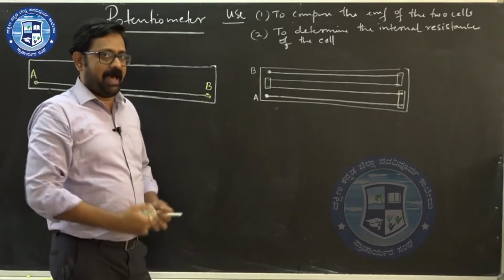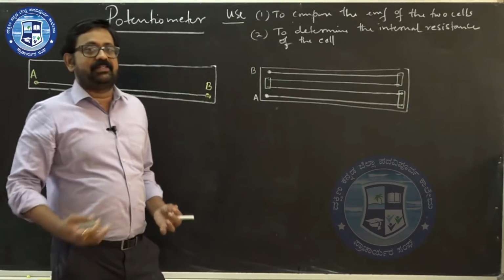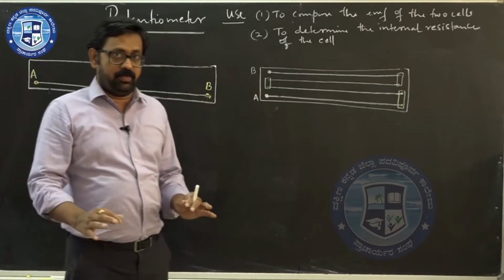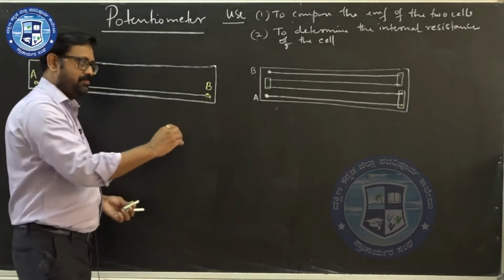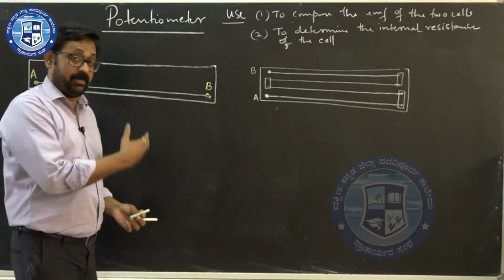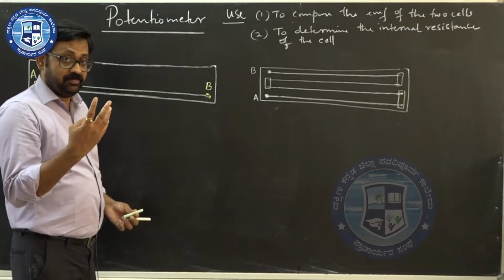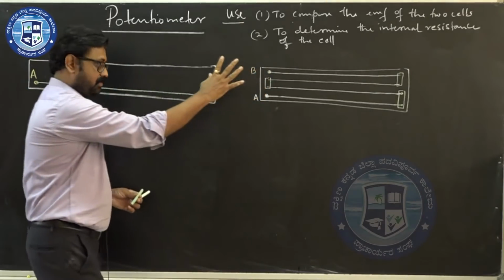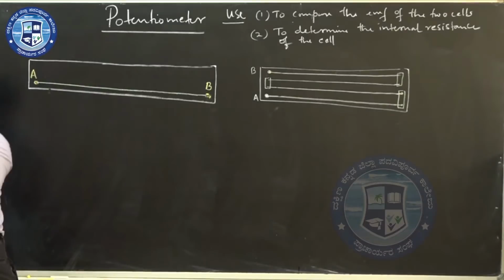Now I am having a potentiometer instrument where the length of the wire is 400 centimeter or 4 meter. I hope you followed this. This is just for your reference. Later you should not get confused if you come across a potentiometer of length 4 meter. A and B will be here. Okay? Fine. So let me proceed.